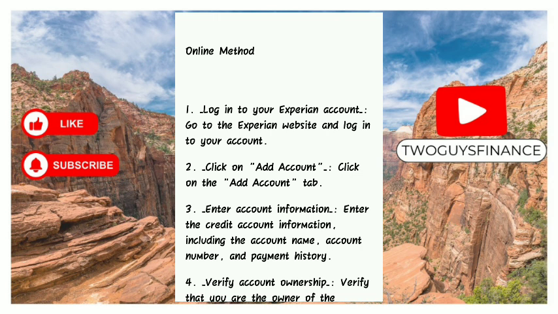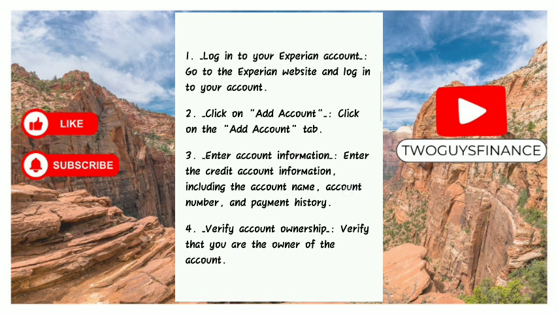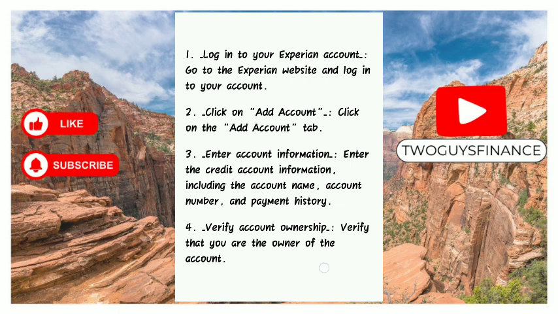So how you want to do that is to go to Experian's website and log into your account, and then you want to click on the add account tab, and then just enter the credit account information, including the account name, account number, and of course the payment history. And then you want to verify that you are the owner of the accounts.